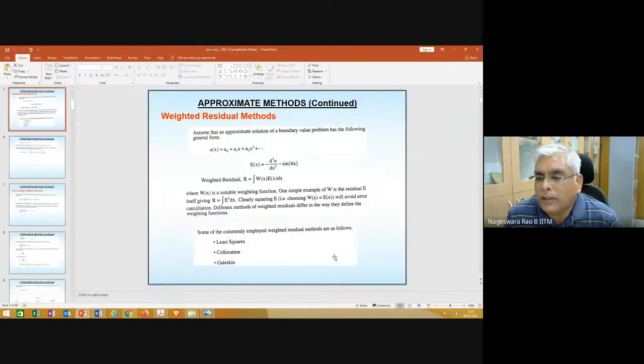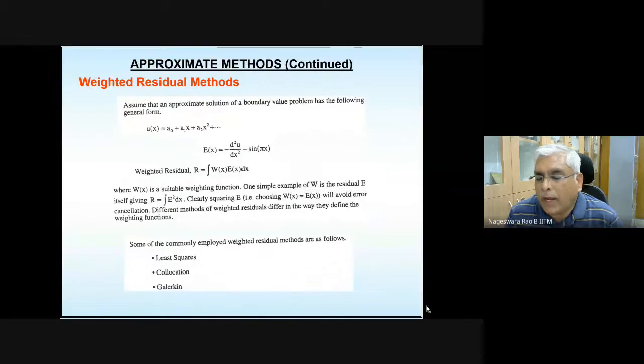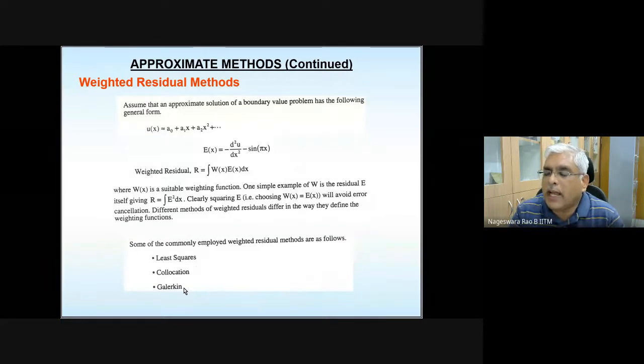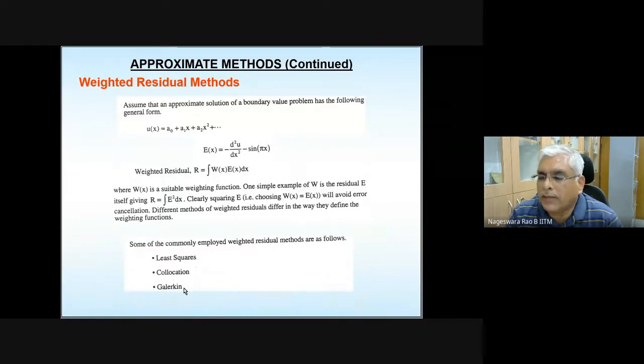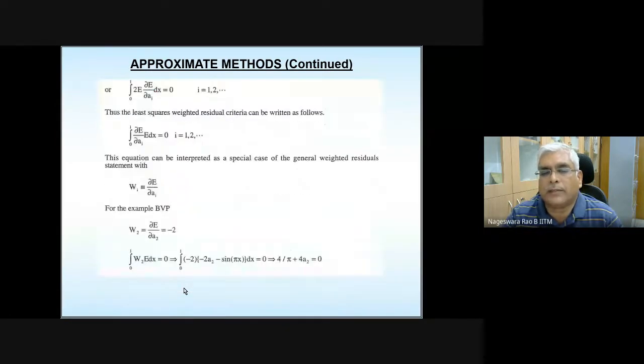So now, in the least square method, the weight function is the partial derivative of the error function with respect to the unknown coefficient. What Galerkin did is, instead of taking the partial derivative of the error with respect to the unknown coefficient, he took the partial derivative of the admissible solution with respect to the unknown parameter. That is the weight function.